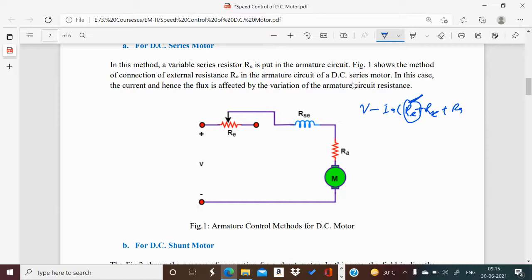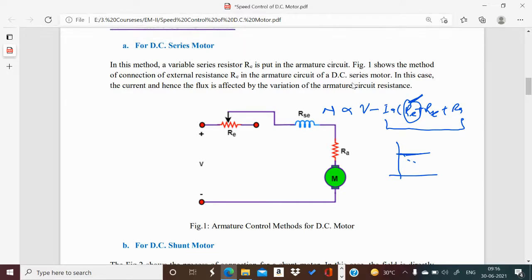As we change this magnitude, we are changing this whole parameter, and speed is directly proportional to this parameter. That means if we increase Re, the magnitude will increase and the resulting armature current will decrease. That means speed will decrease. In this method, speed decreases from the base point to below it. Are you getting my point? Yes or no?